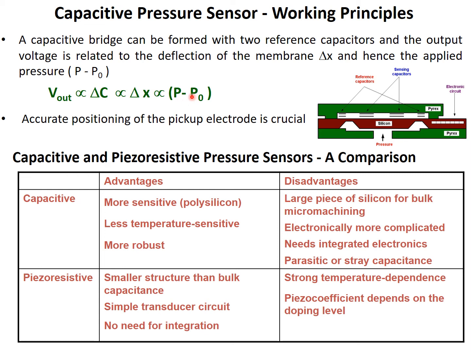So if you look at it from this side, we are applying some pressure delta P, and because of the delta P some deflection of the membrane will happen, that is the delta X. The delta X we are measuring in terms of the capacitance, right? So it is converted into capacitance, and then that capacitance is converted into voltage with the help of the circuits, right? So this is about the basics of the capacitive pressure sensor, and accurate positioning of the pickup electrode is very crucial, right? Because if there is some misalignment of these electrodes, then the overlap area will change, and accordingly it will change the capacitance value as well, right?